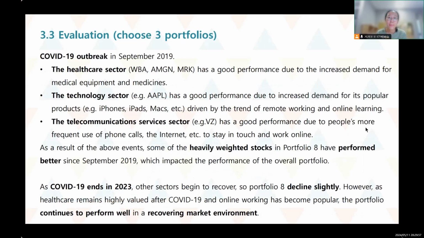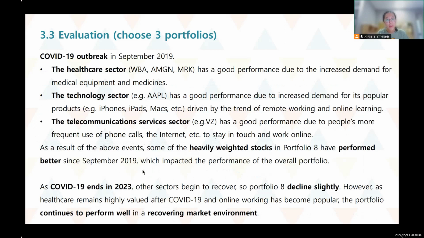COVID-19 outbreak in September 2019. So the healthcare sector has a good performance due to the increased demand for medical equipment and medicines. The technology sector, such as Apple, has a good performance due to the increased demand for its popular products, such as iPhones, iPads, Macs, driven by the trend of remote working and online learning. The telecommunication service sector has a good performance due to people's more frequent use of phone calls, the internet, etc., to stay in touch and work online.